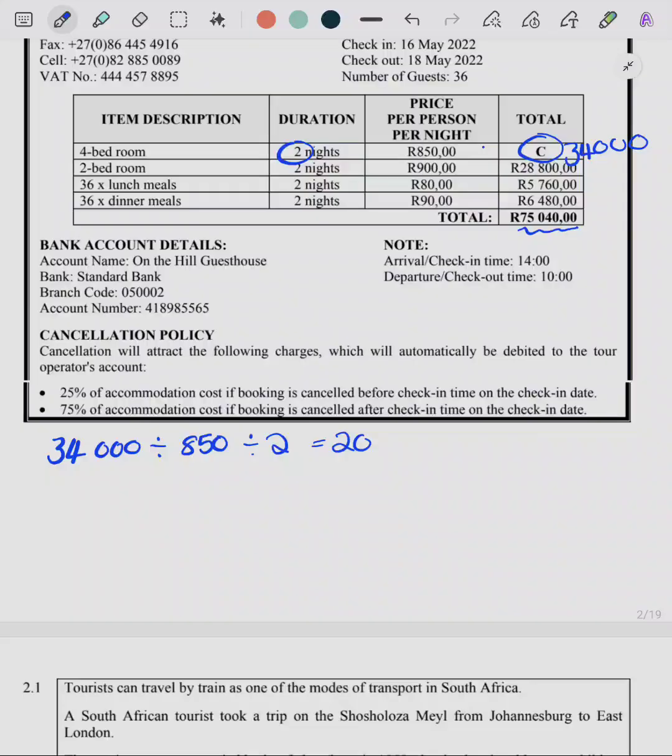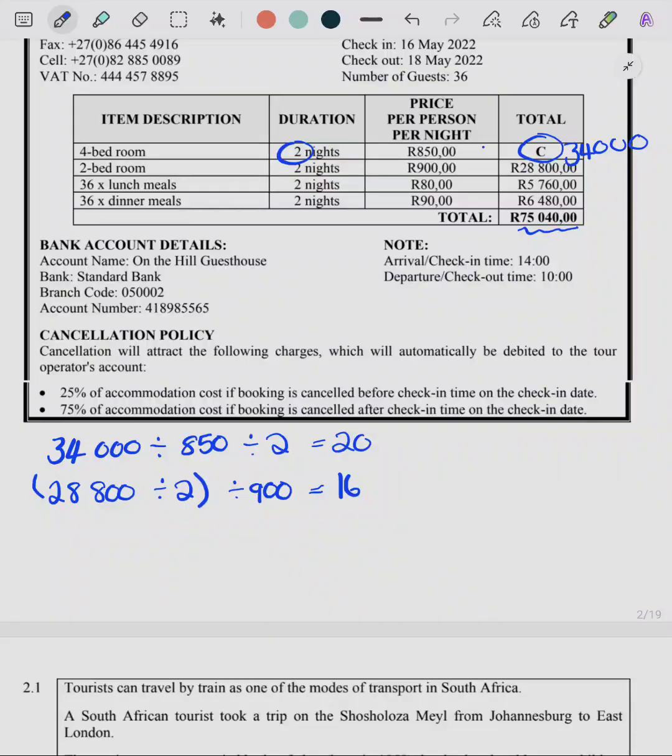We do the same thing for the 2 bedrooms. The 2 bedrooms are 28,800. So I can divide by 2 to find the cost for 1 night, and then divide by 900 to find the cost for 1 person, or to find how many people were charged 900 Rand. And when you do that, we get to 16. So now we know how many people were in the 4-bedroom and how many people were in the 2-bedroom.